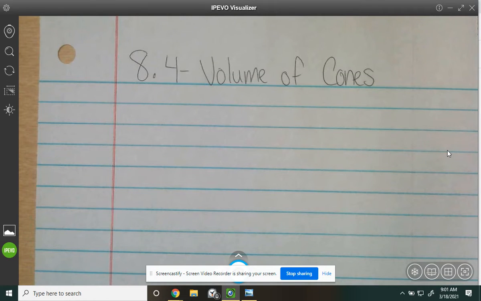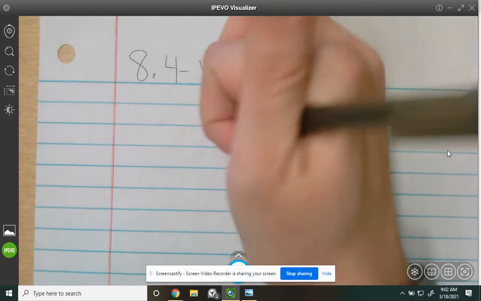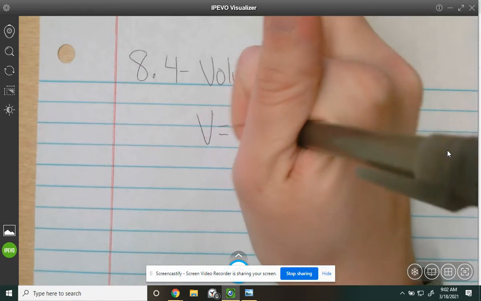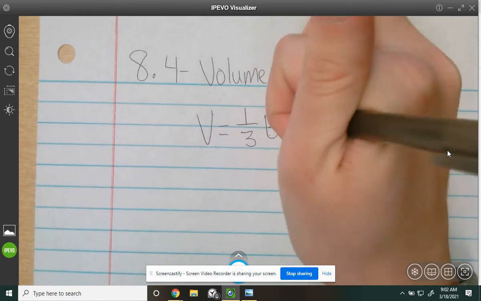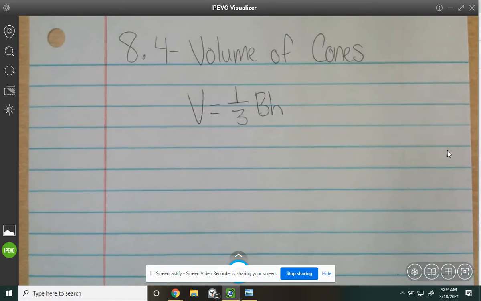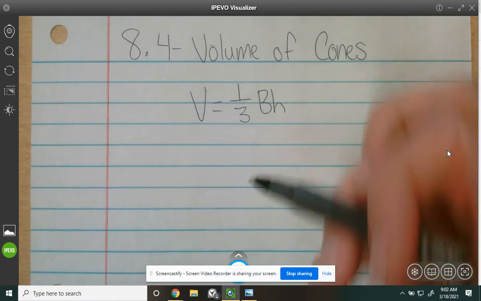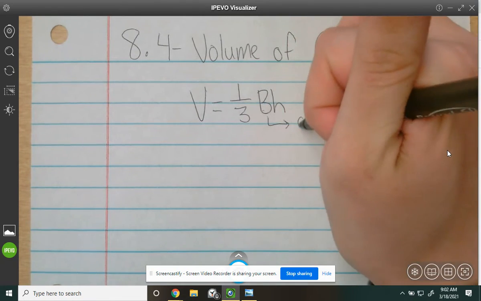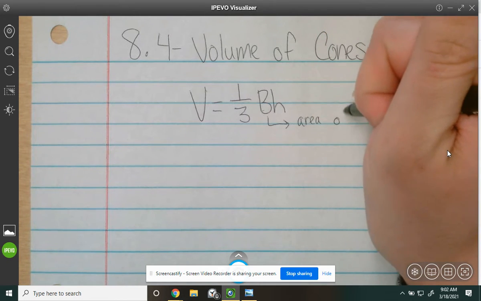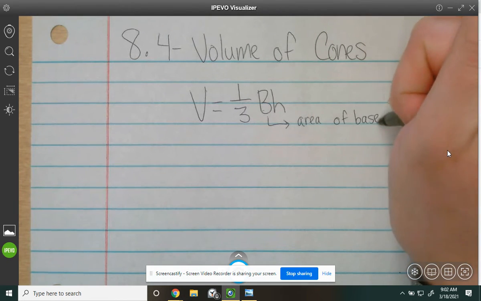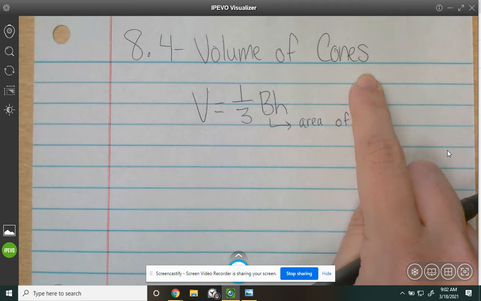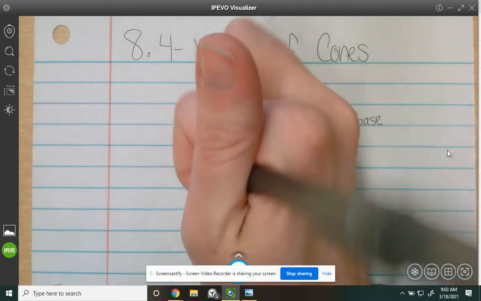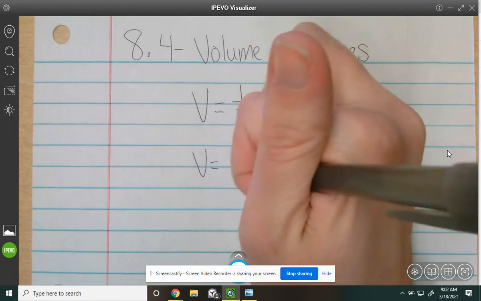Okay, so today we're doing volume of cones. So if you look on your reference sheet, it tells you the volume of a cone is 1/3 BH. Okay, we know this B stands for the area of the base. And once again, with a cone, my base is always going to be a circle. So we can rewrite this equation.